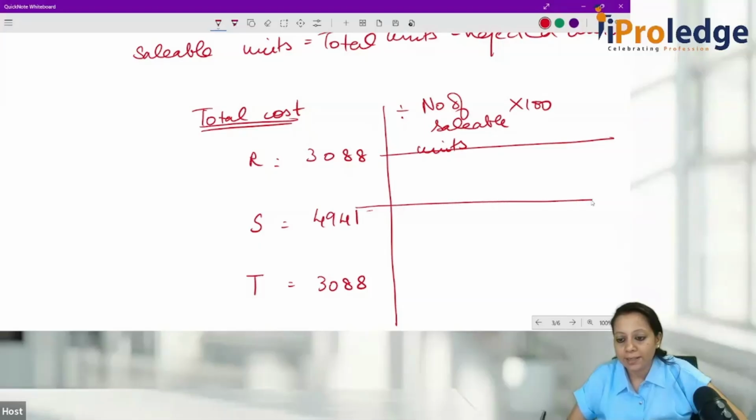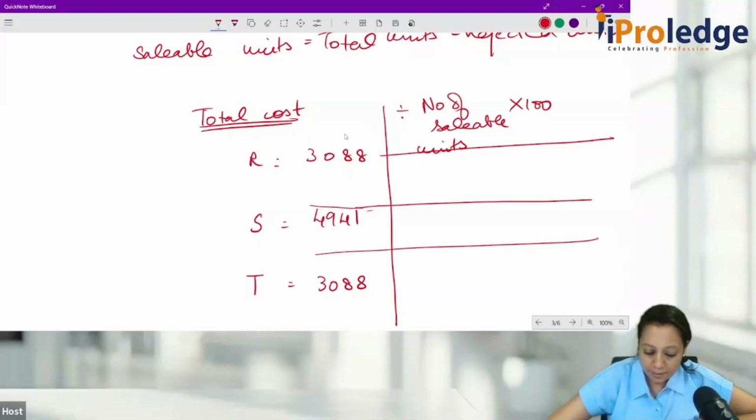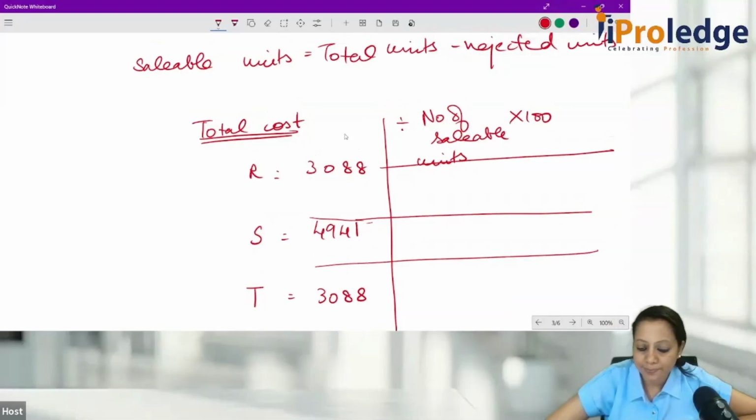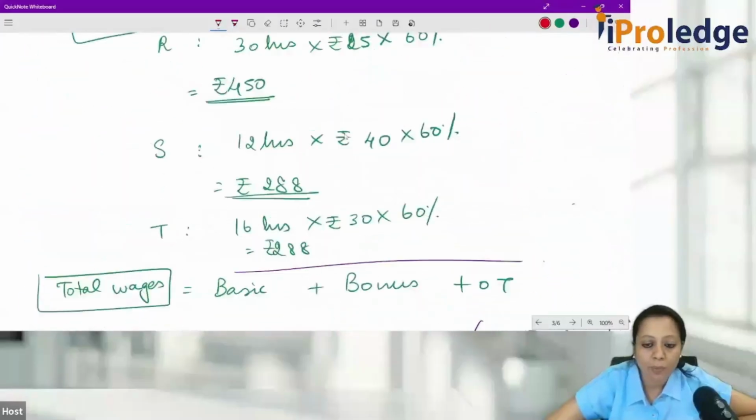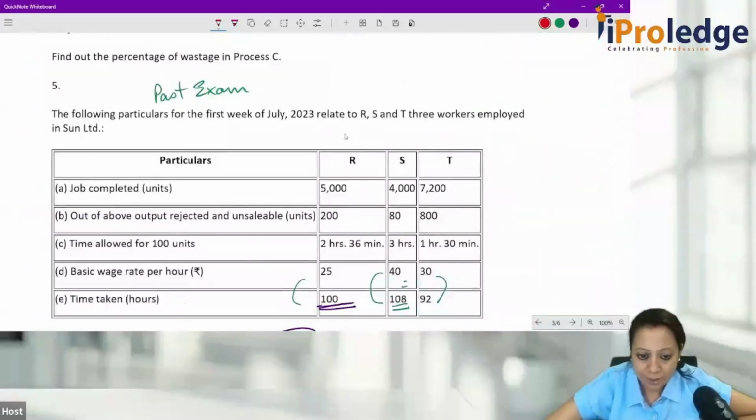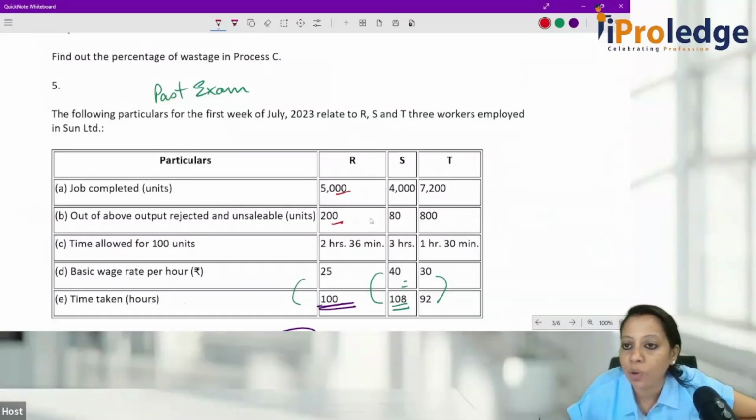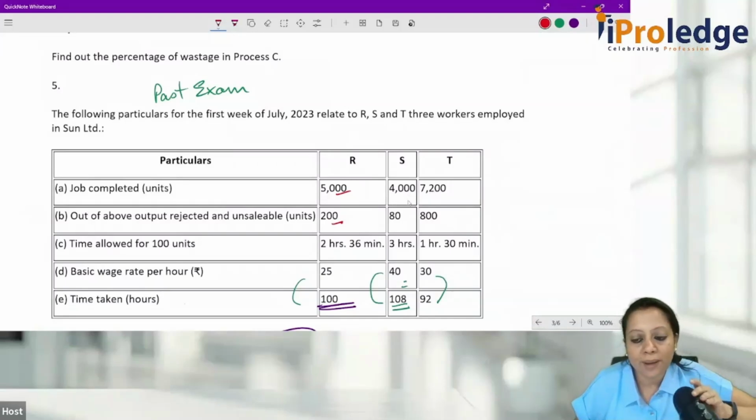So now let us understand how we need to go about. How many saleable units are there? Shall I proceed, my dears? Yes. I'll show you for one. For the rest, it will be easy for you. So it is going to be 5,000 minus 200, 4,800 for the first one. Second one, 4,000 minus 80. How much is that? 3,920.